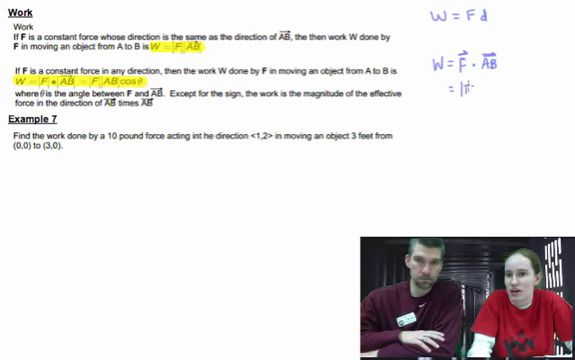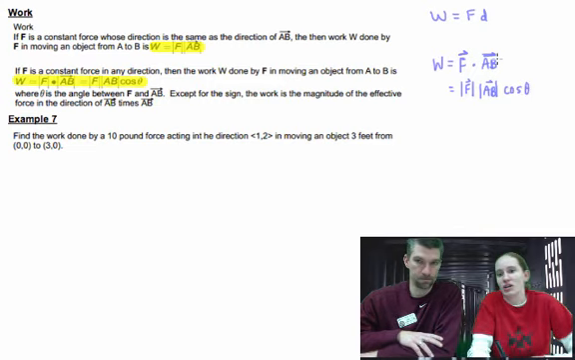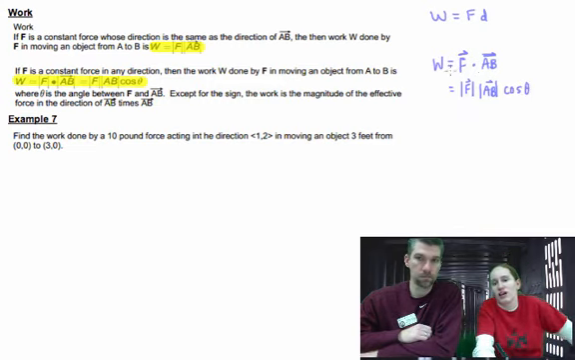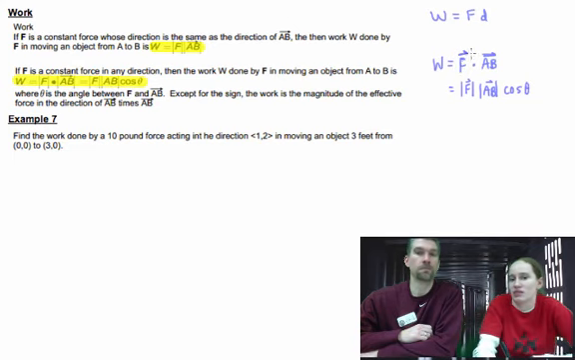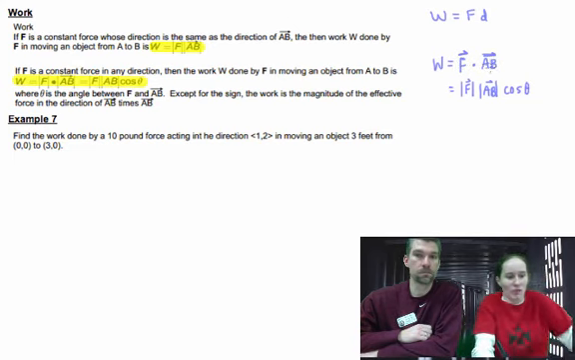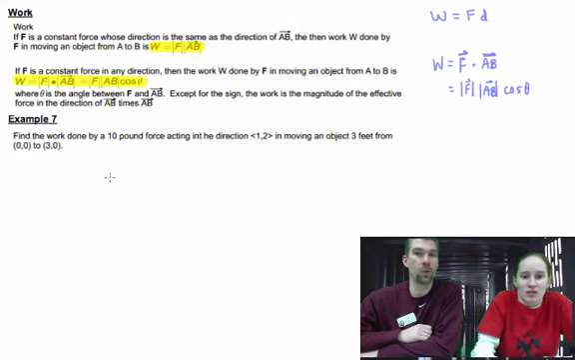Another way of doing it, depending on how they give us the problem, is to find the magnitude of the force times the magnitude of AB times the cosine of the angle. So it depends on what they give us. If we can find the vector for the force and the vector for how far we've gone, then we can just dot product those. I agree 100% with you.